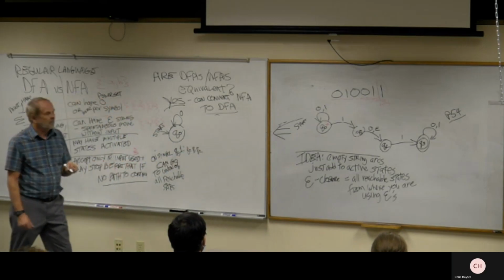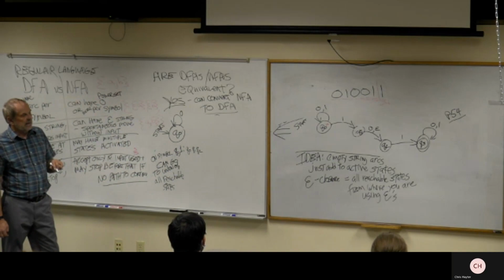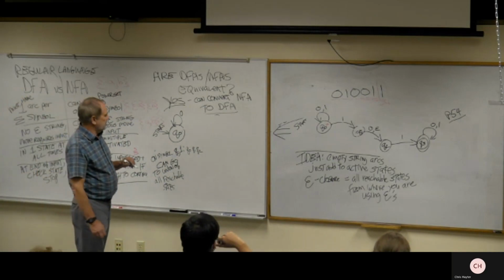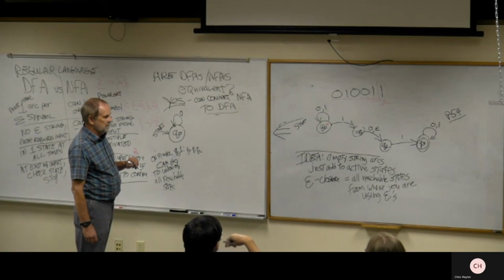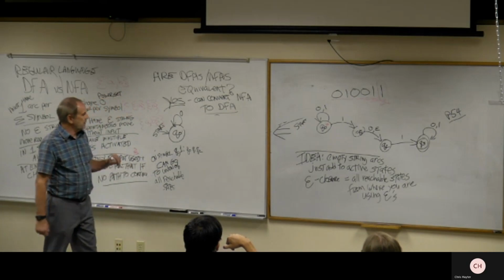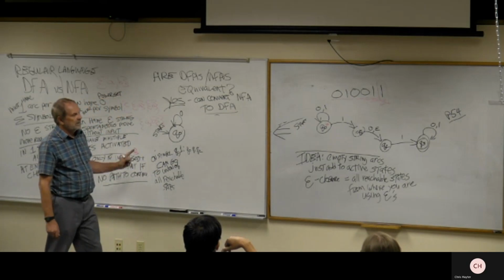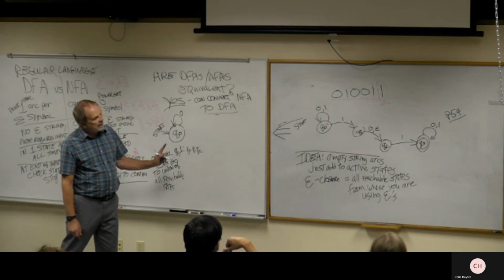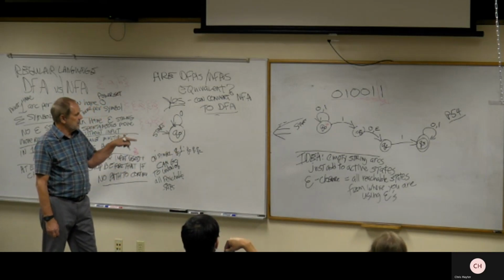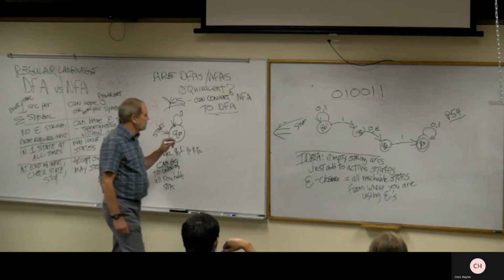And also Q0 loops back on itself. So my next state is all Q0, Q1, Q2 on a 1. Right? So Q0, Q1, Q2, that's kind of tricky on a 0.